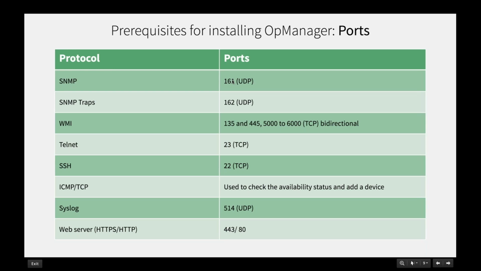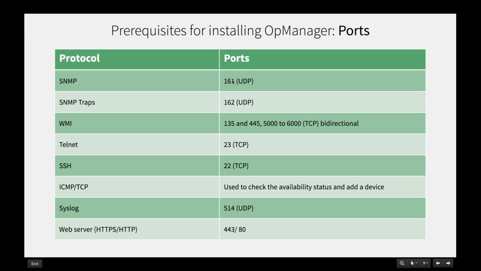OpManager primarily uses the SNMP protocol for monitoring the various aspects of the devices. So we need UDP port number 161 for sending and receiving the SNMP requests. You can also forward SNMP traps to the OpManager server for converting them into alarms. So we use SNMP trap port 162.